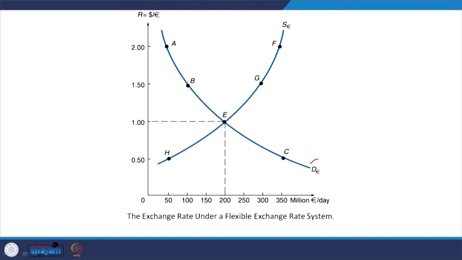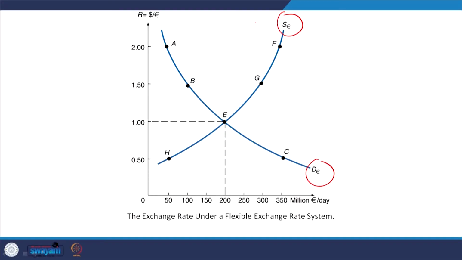We are referring to Dominick Salvatore's book and its diagram, and you can also follow simultaneously for parallel reading. I am quoting that book, and this type of diagram you can get from almost all the books on international trade. Basically, it is a simple demand curve and supply curve, demand for euro and supply of euro.